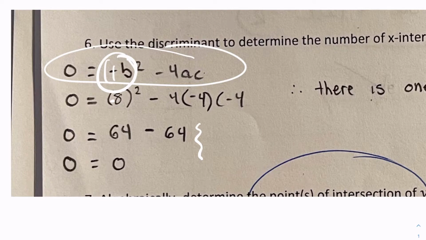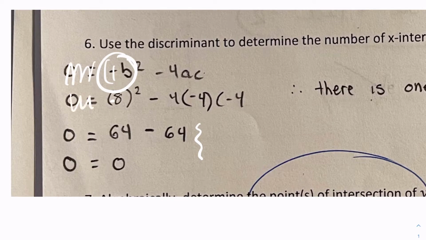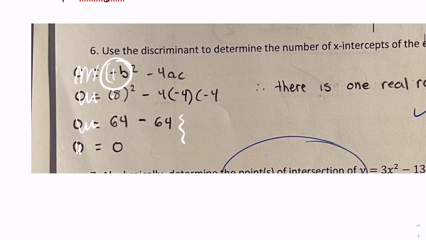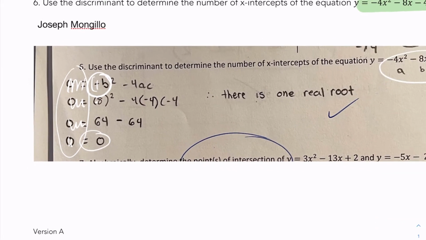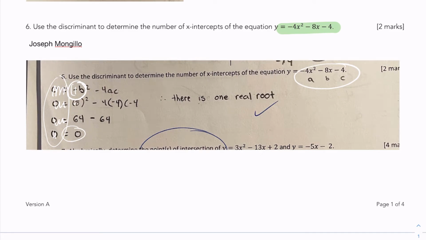Now, his work is good. I probably wouldn't say equal to 0, equal to 0, equal to 0 until the very end. I mean, you're trying to determine whether or not the discriminant is equal to 0, because if it is, then you have one x-intercept. So, not ideal to do this, except at the very end to actually show that the discriminant is equal to 0. But once you get to that conclusion, there is one real root.